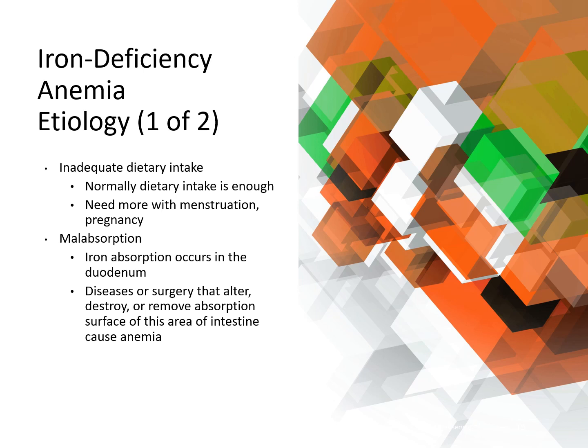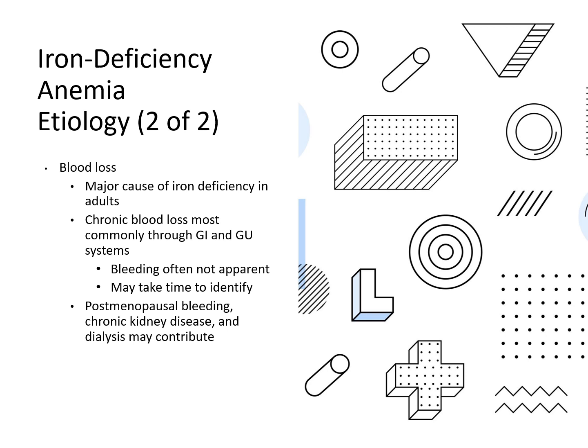Malabsorptions. Iron gets absorbed in the duodenum. It's called the intrinsic factor. And sometimes diseases or surgery can alter that intrinsic factor, and it's not absorbed. So maybe we have an adequate intake, but it's not being absorbed. Blood loss. If we have acute blood loss, that can be a cause of iron deficiency anemia in adults. Chronic blood loss happens mostly through the GI and GU systems, and sometimes we don't pick it up in the GI system.